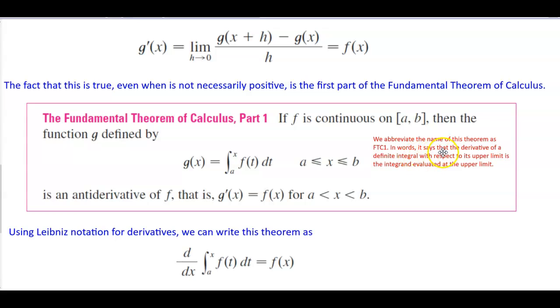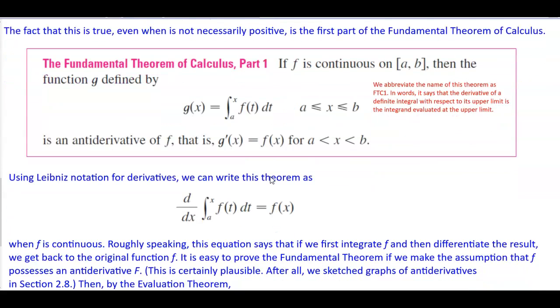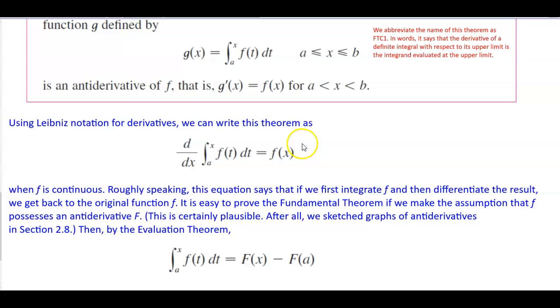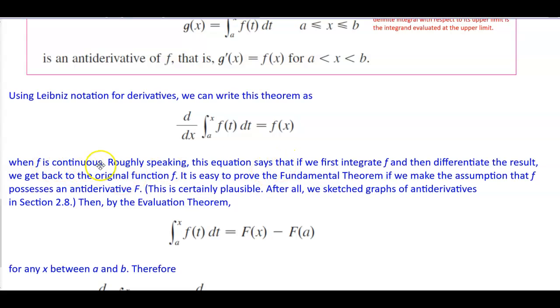Now, we abbreviate the name of this theorem as FTC1, the fundamental theorem of calculus part 1. In words, it says that the derivative of a definite integral with respect to its upper limit is the integrand evaluated at the upper limit. Using Leibniz notation, we can write this theorem as the derivative with respect to x of this integral equals f of x, when f is continuous.